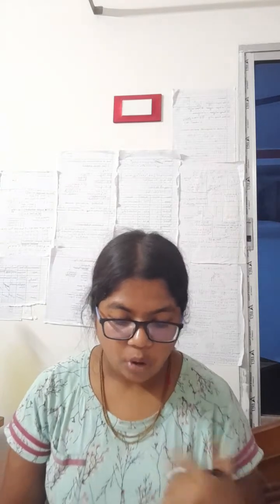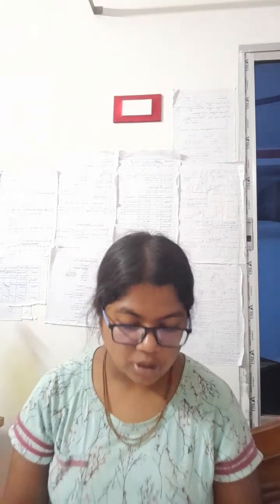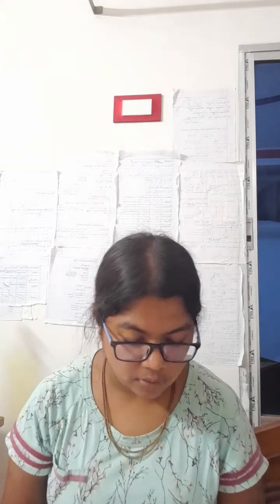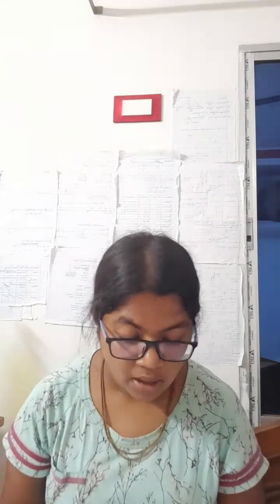Okay, so the pi bond. A pi bond is denoted by a double bond. When there is a double bond, there is one sigma bond and one pi bond. When there is a triple bond, there is one sigma bond and two pi bonds. And when there is a single bond, there is one sigma bond and zero pi bonds.